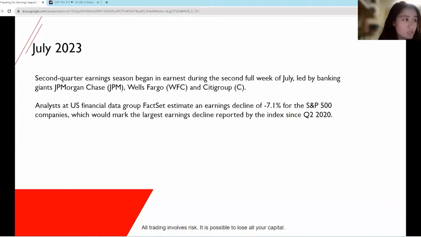So for this year, July 2023, the second quarter earnings season has begun in earnest during the second full week of July, led by banking giants JP Morgan Chase, Wells Fargo, and Citigroup. Analysts at US financial data group FactSet estimate an earnings decline of negative 7.1% for the S&P 500 companies, which will mark the largest earnings decline reported by the index since the second quarter of 2020. Okay, so this is the update or the current situation that we are facing.